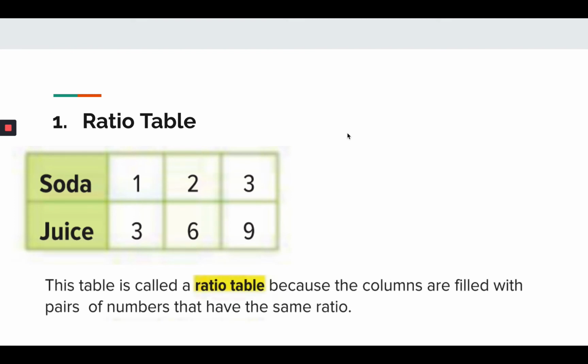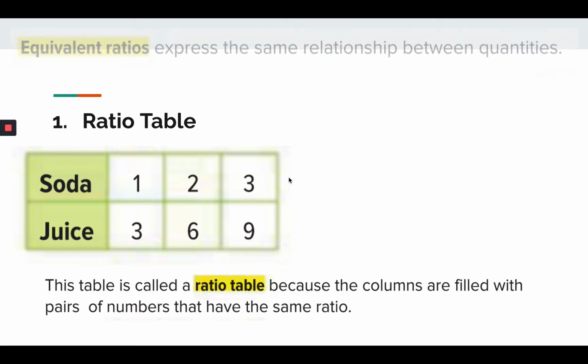That's a ratio table. And what you might notice is it's called a ratio table because the columns are filled with pairs of numbers that have the same ratio. And what you might notice is this is all a 1-to-3 ratio. For every 1 can of soda, it's going up by 1. The cans of juice go up by 3. So it's a 1-to-3 ratio. And that is a ratio table. It's just a way to display ratios.